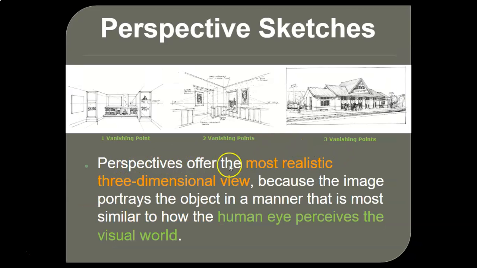So a perspective view offers the most realistic three-dimensional view. Sometimes when we're working on the computer, you might hear of something called an isometric. That's kind of like a 3D view, just a 3D view of the object that allows you to best understand it. It looks like it's not distorted, but this is technically the most realistic. It is slightly distorted because our world is slightly distorted in how you look at things.